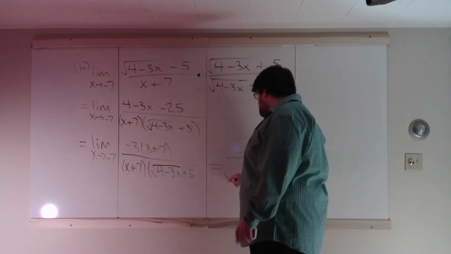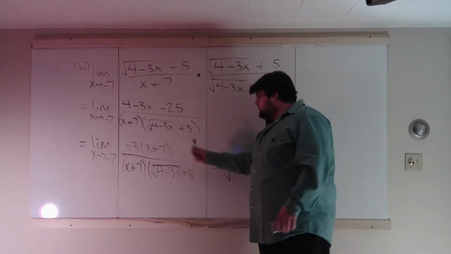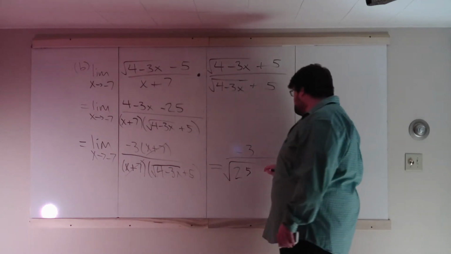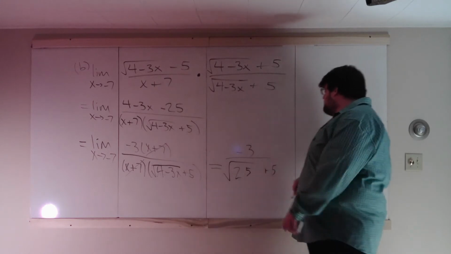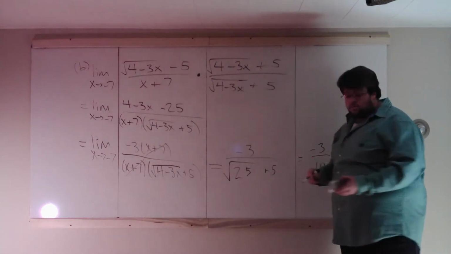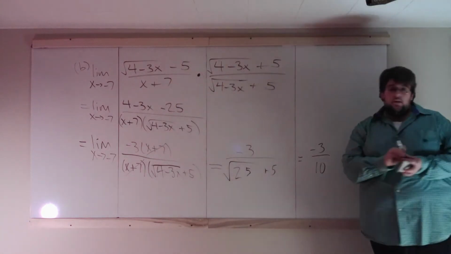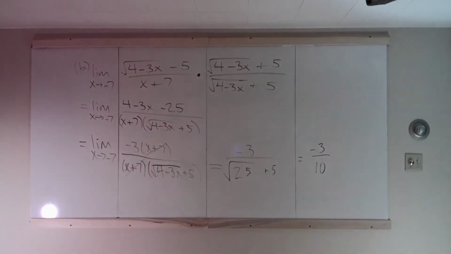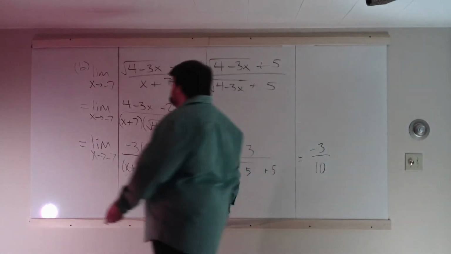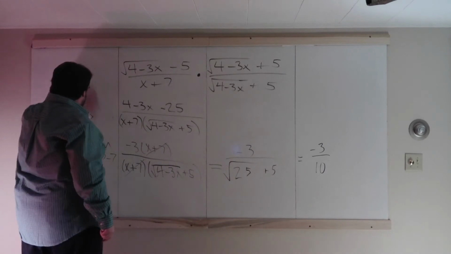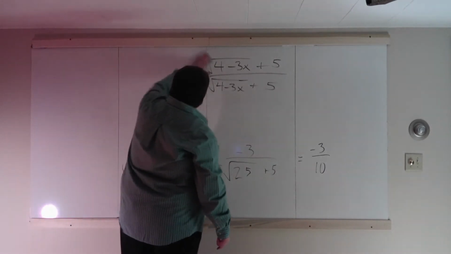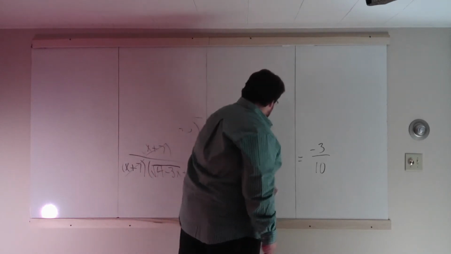Negative 3 over root 4 plus 21, and 4 plus 21 is 25. So we have root 25 plus 5. Root 25 is 5, so you get negative 3 over 5 plus 5. So negative 3/10 for this one. So in this one, we had a 0 over 0, so we multiplied by a convenient 1. And then did algebra.